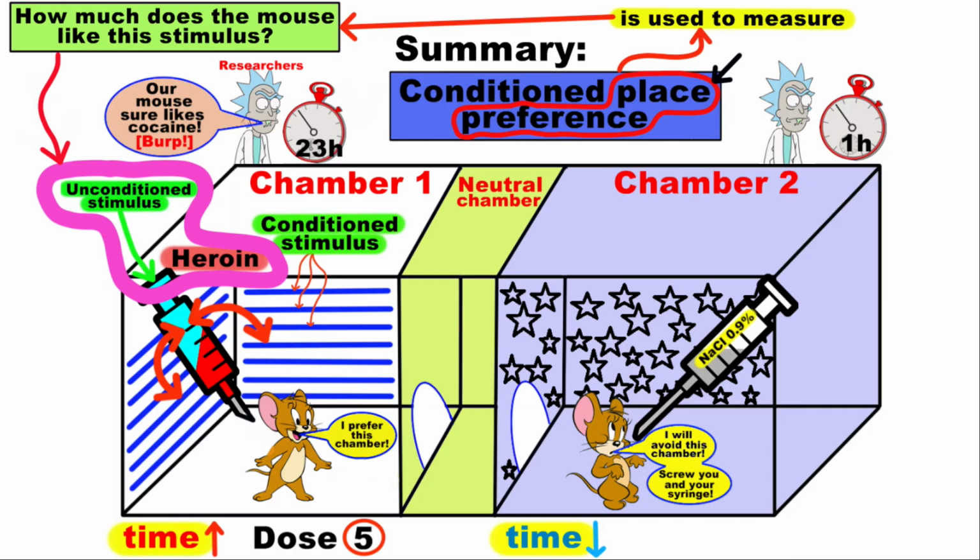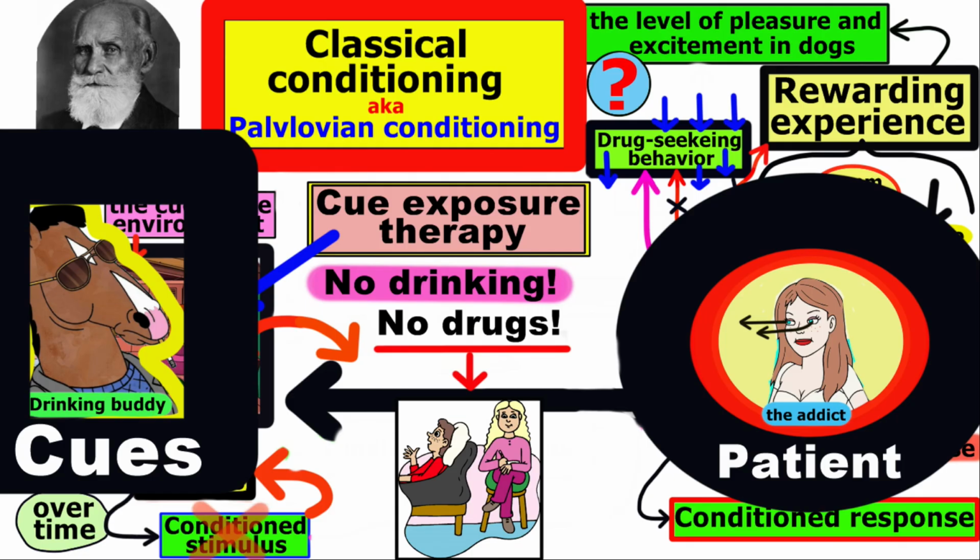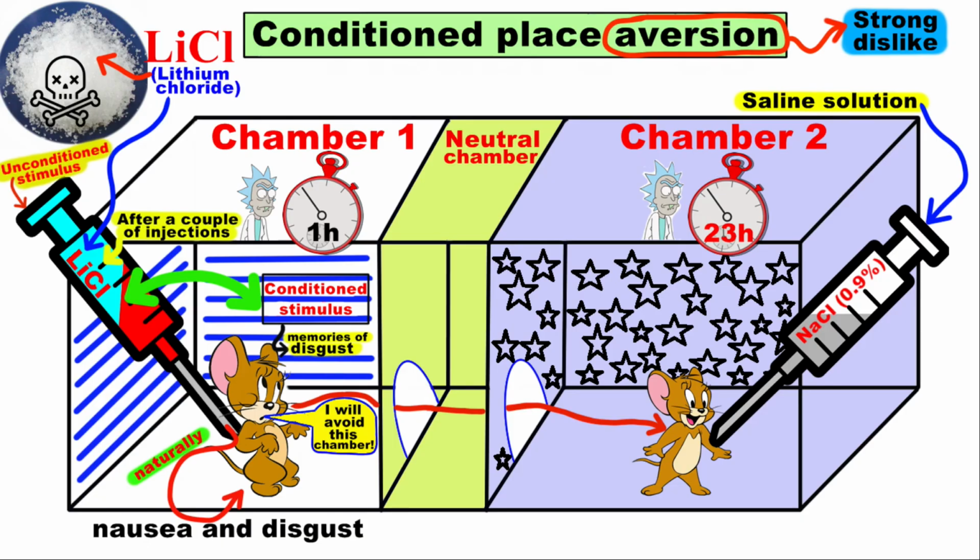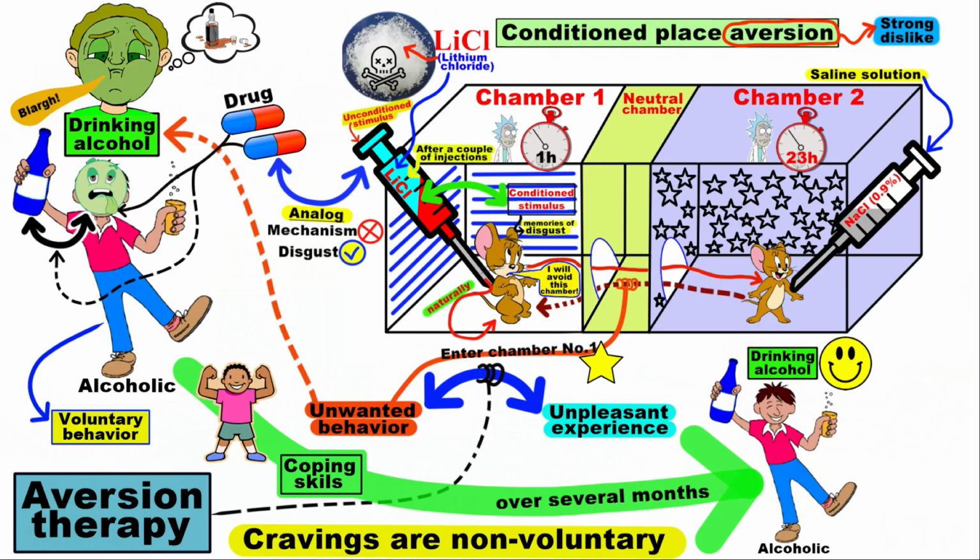As a quick recap, conditioned place preference measures an animal's preference for a place associated with a drug. Cue exposure therapy aims to extinguish drug-seeking behavior by exposing addicts to cues without the drug. Conditioned place aversion, the opposite, creates a dislike for a place associated with an unpleasant experience, like nausea induced by lithium chloride. Aversion therapy applies this concept by pairing unwanted behavior with unpleasant experiences, diminishing its appeal and cravings.